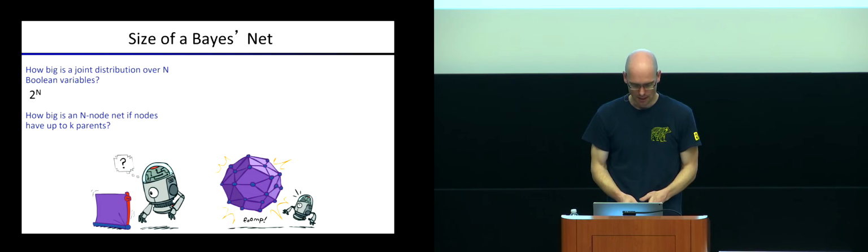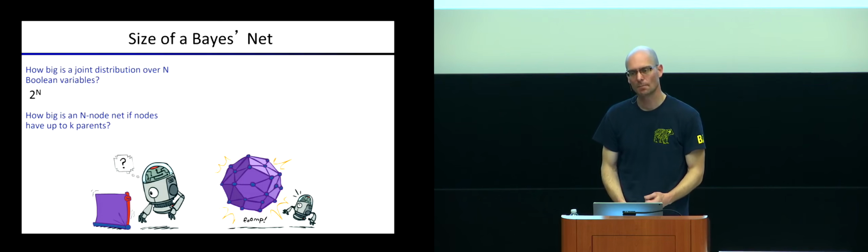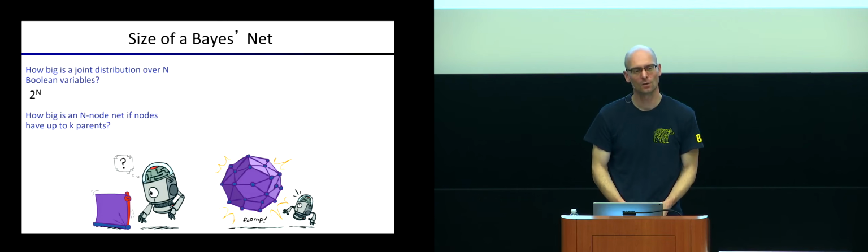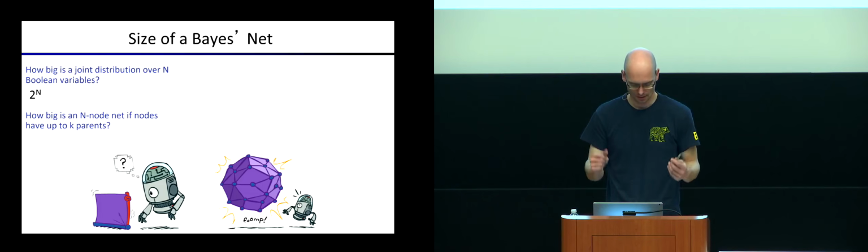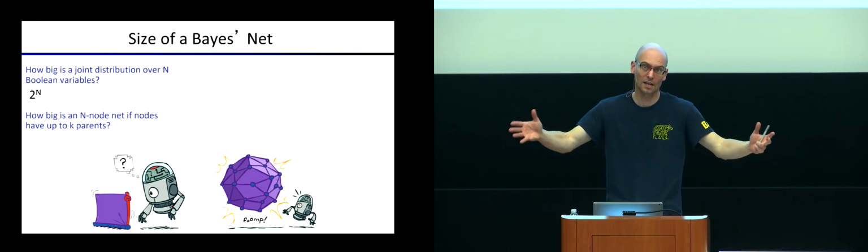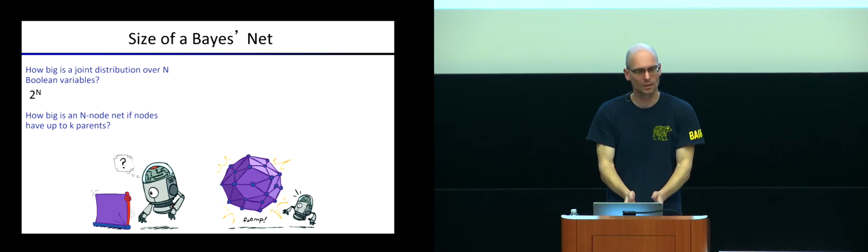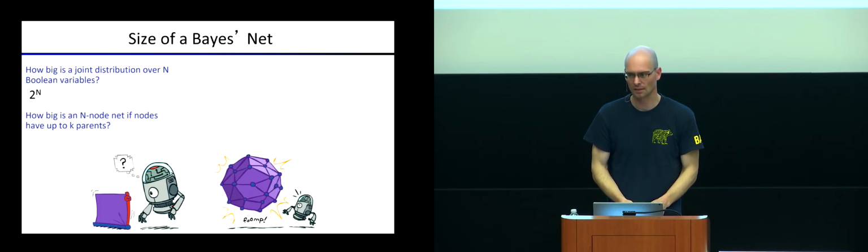How about a Bayes net with n nodes? So there are still n variables, and each node can have at most k parents. How large is the sum of the sizes of all the tables that we need to represent a Bayes net with this kind of structure? Any thoughts?